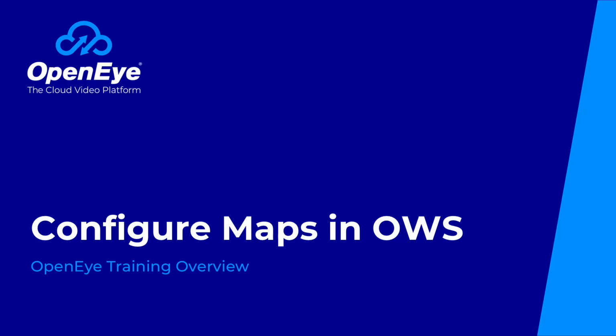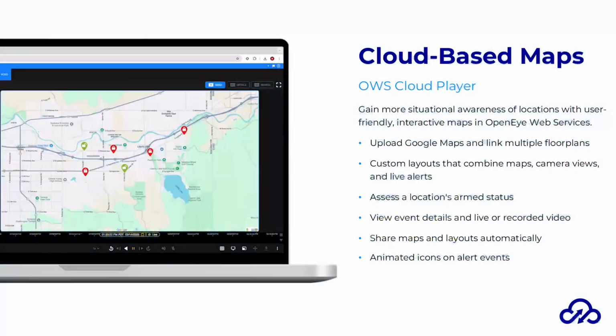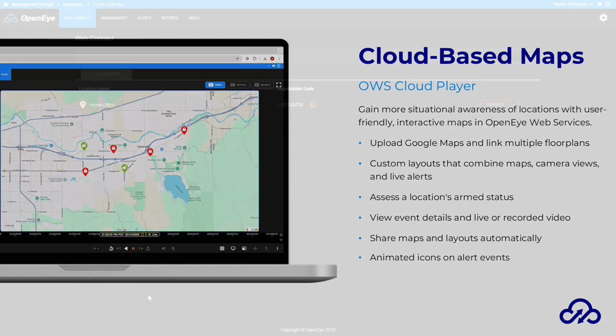Configure maps in OWS. Gain more situational awareness of locations with the ability to track arm state, view devices, and receive event alert with user-friendly, interactive maps. Automatically share custom maps and camera views with robust and accurate configuration options.